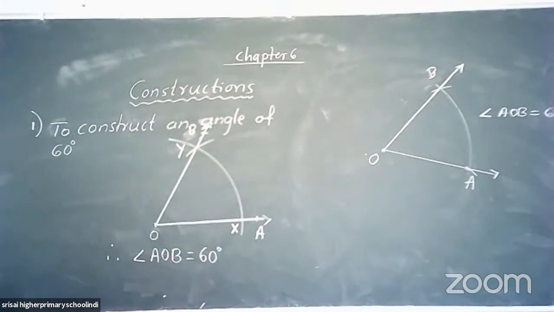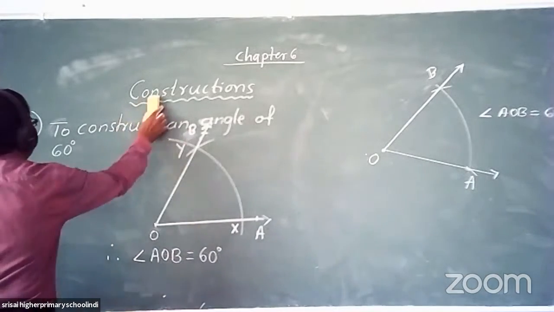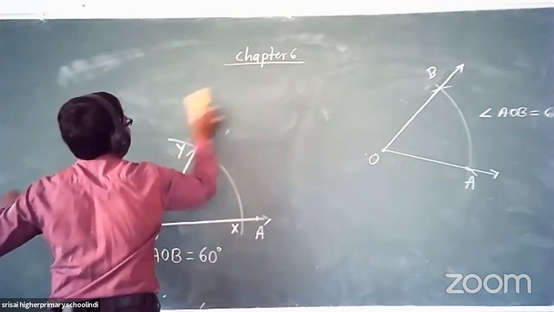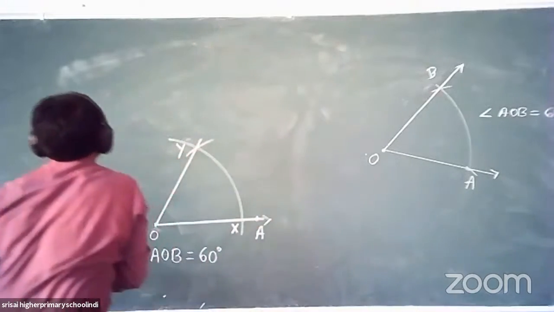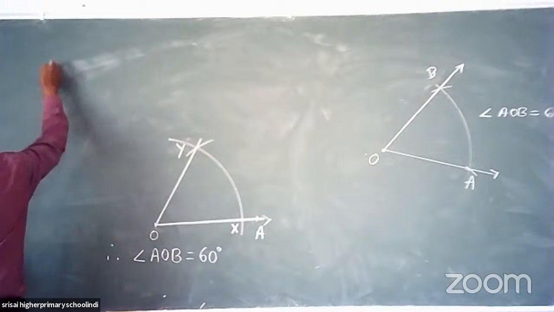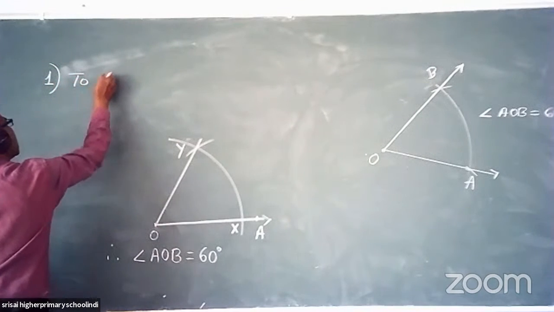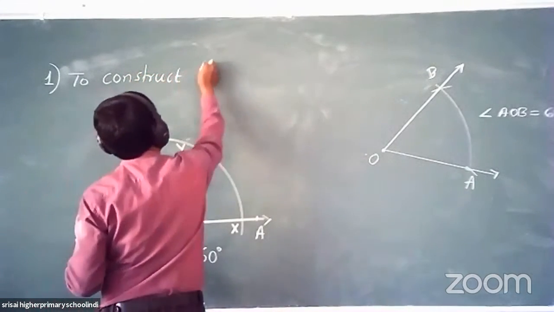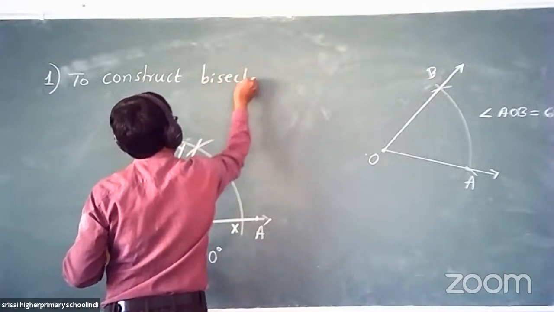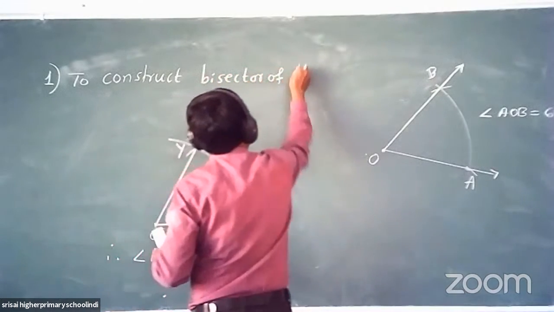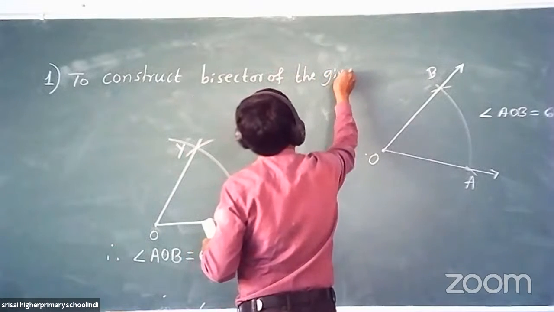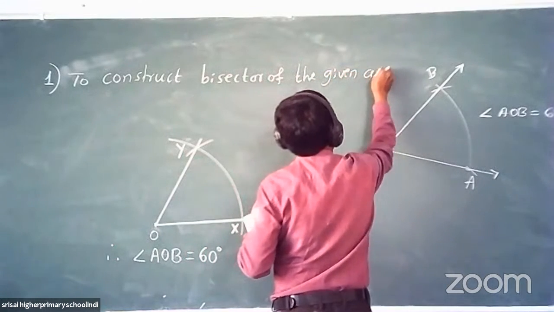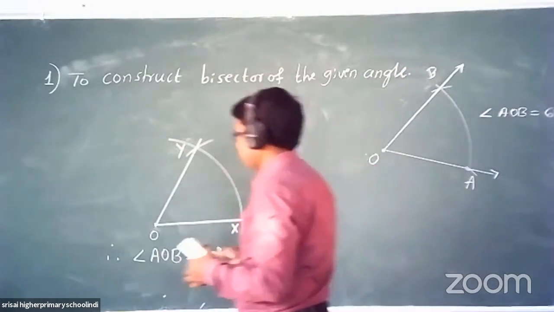Okay. Now, I'll go to the next part. To construct the bisector of a given angle. To construct the bisector of the given angle.